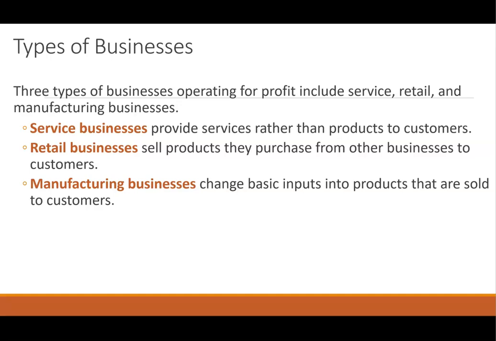Manufacturing businesses are basically those that create the products. So manufacturing businesses change various inputs into products that ultimately get sold to customers. So auto manufacturers, Apple Computer, Apple products, 3M, automakers, many manufacturing. So in a nutshell, these are the three basic types of businesses.